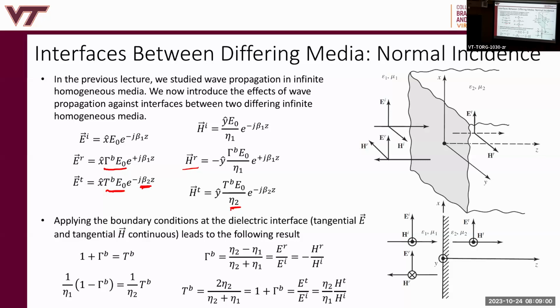All right, so now we apply the boundary conditions at the dielectric interface. We know that the boundary condition for dielectric is tangential E and tangential H components are continuous. Therefore, if we apply tangential E has to be continuous at this interface, that means that E incident plus E reflected has to equal E transmitted, right?